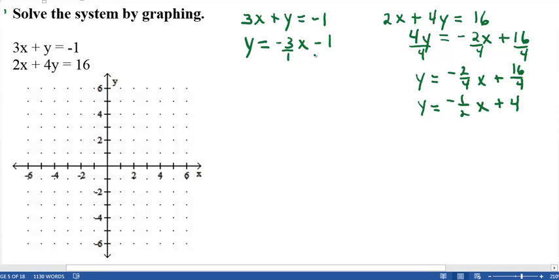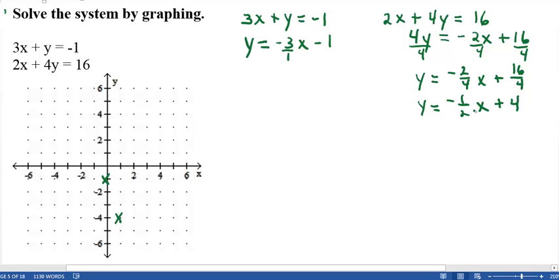To graph in slope-intercept form, I begin on my y-intercept, which in this first case is a -1. So I go down 1 unit. And since my slope is a -3/1, from that point I go down 3 units and to the right 1 unit.